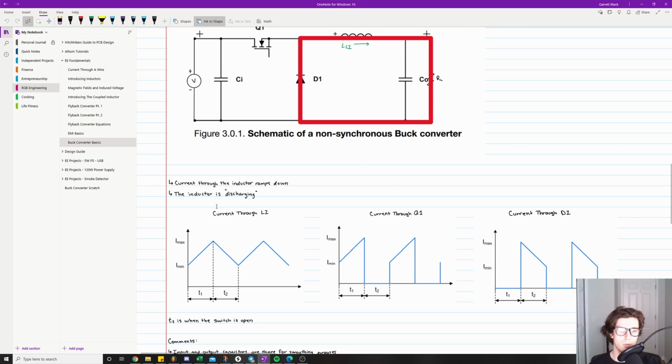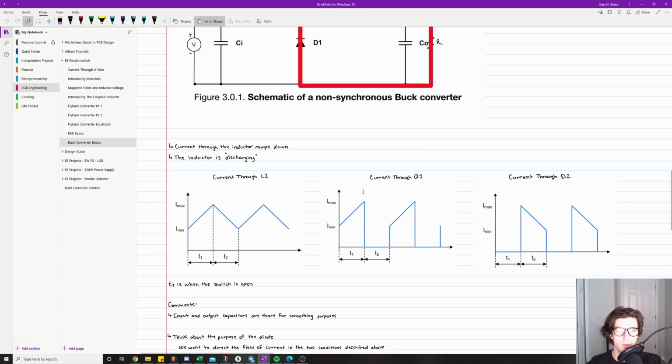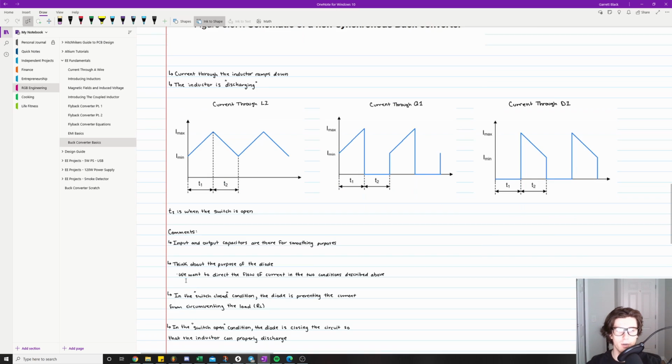So we use smoothing capacitors. The input and output capacitors are there for smoothing purposes. They're going to take this triangle wave and try to smooth it out to be as flat of a line as possible. And the next thing, what tripped me up when I first started learning about this, is understanding the purpose of the diode. The diode's job is to direct the flow of current in the two conditions described above.